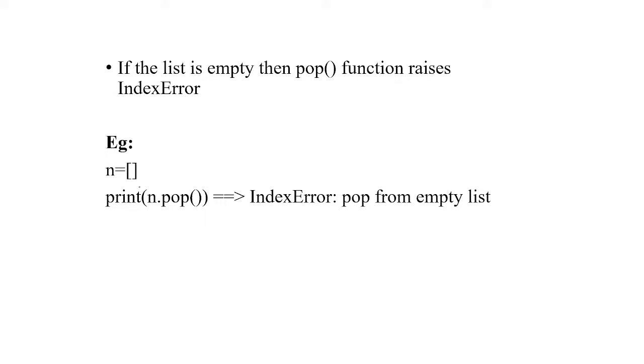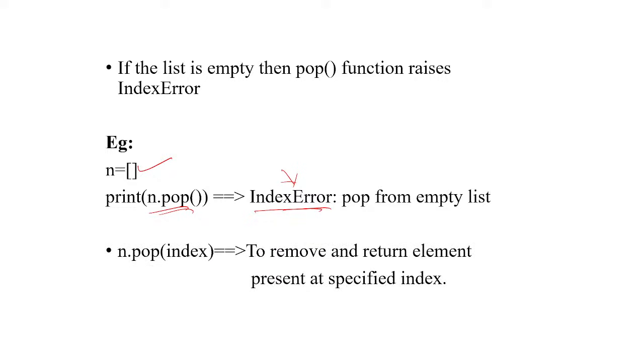For example, if your list is empty and you try to remove one element, the top element from the list, in such a case it gives an error because there are no elements in the list and you are trying to pop one element. So it gives the error: you cannot pop from an empty list. If you want to pop a particular index element, that is also possible. You pass that index as an argument. So pop 3, the index 3 element will be deleted here. So this is also possible.